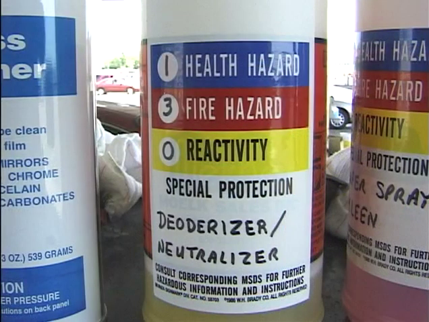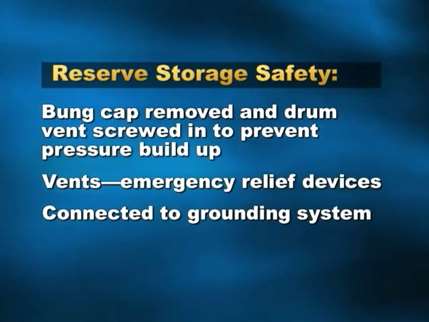for use at workstations. For reserve storage safety, as soon as a drum is unloaded, the bung cap should be removed and a drum vent screwed in. This prevents buildup if the drum is exposed to heat. Proper vents also incorporate emergency relief devices, which blow out under extreme pressure. Drums also should be connected to a grounding system. This eliminates static electrical buildup when dispensing from the drum.